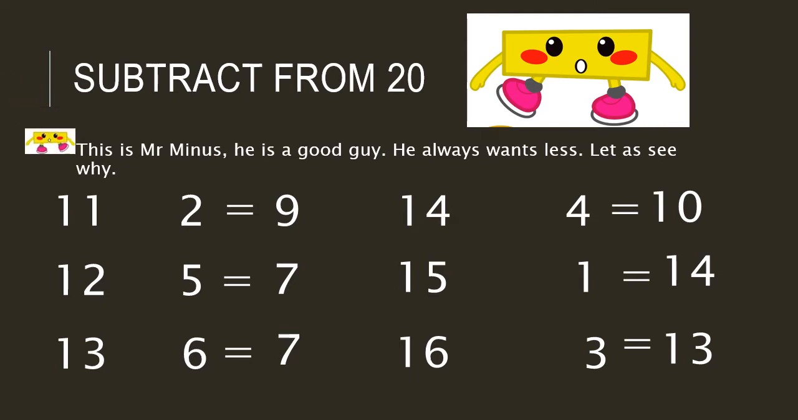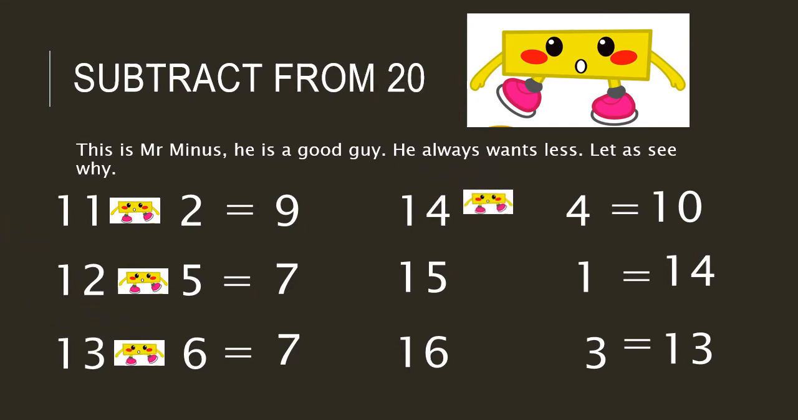11 minus 2 gives me 9. 12 minus 5 gives me 7. 13 minus 6 gives me 7. 14 minus 4 gives me 10. 15 minus 1 gives me 14. 16 minus 3 gives me 13.